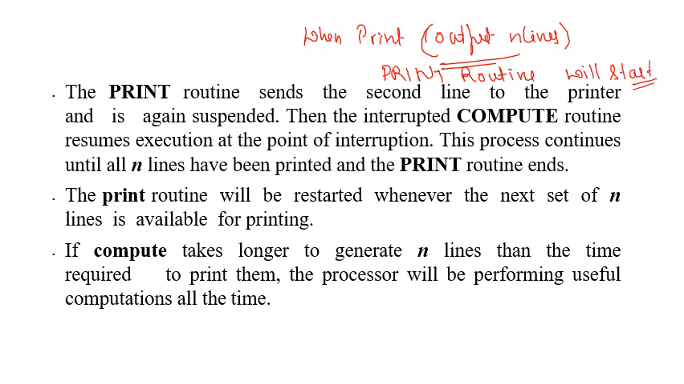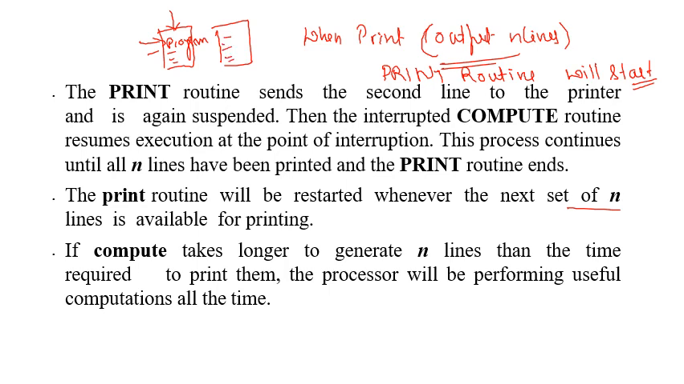So in order to do that, the printer has to send the interrupt signal to the processor saying that it is free to print. So the print routine will be restarted whenever the next set of n lines are available for printing. We have two routines: one is the compute routine and the other is the print routine. This is nothing but the instructions or the program. In general, we call it a program, or the set of instructions that has to be performed.